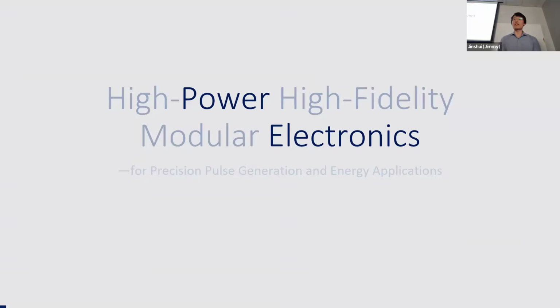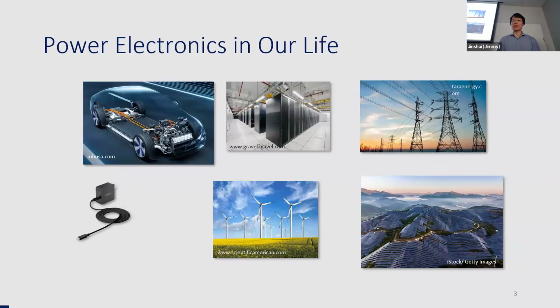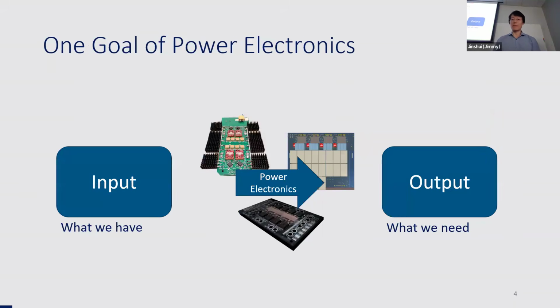I want to spend the first 5 to 10 minutes to talk about power electronics, and then how we get to modular power electronics. Power electronics is everywhere in our life. Our phone chargers, electric vehicles, data centers, and power grids are all enabled by power electronics. It may sound a little bit overwhelming as power electronics can do so many things, but eventually they are doing only one thing. And that one thing is to convert the energy we have to the energy we need.